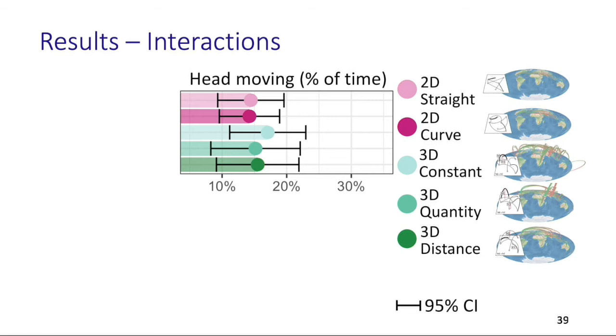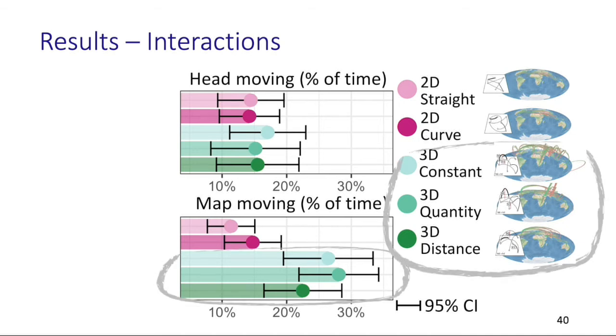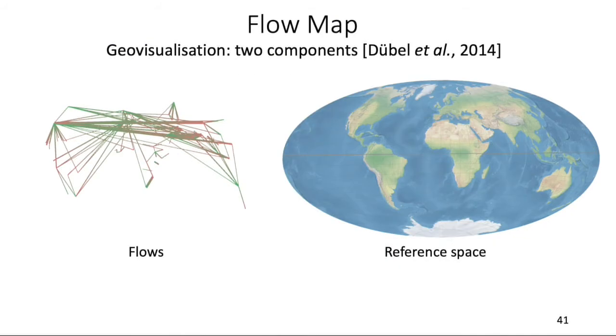We then look at the interactions. We first look at the percentage of time participants move their head in the immersive environment. We can say it is similar across different visualizations. We then investigate the time they spend moving the maps, so they manipulate the 3D objects. We can say participants move the maps more in 3D conditions than 2D ones.